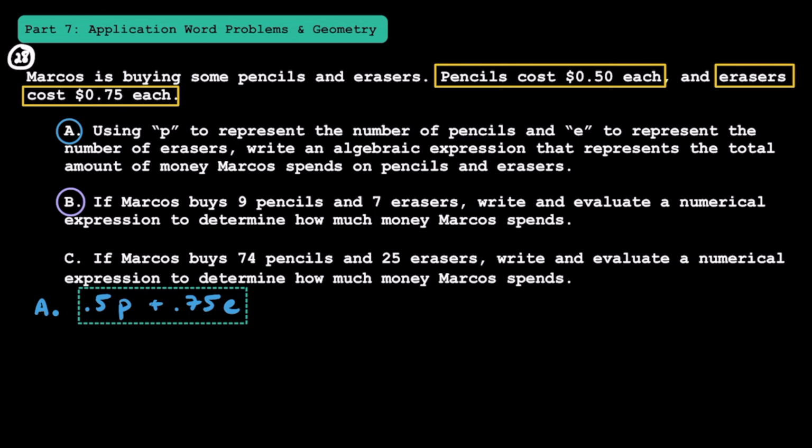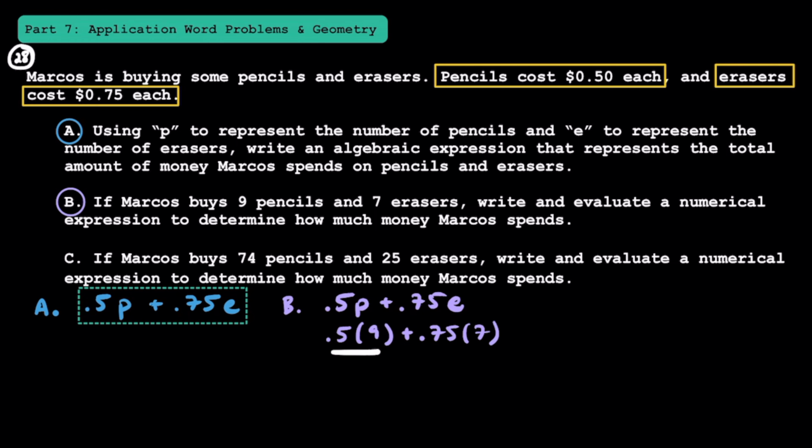In part B, we know Marcos buys 9 pencils and 7 erasers. Let's write and evaluate a numerical expression to determine how much money he's going to spend on this stuff. So for part B here, we know our algebraic expression is going to be 0.5 or 50 cents for every pencil, plus 0.75e or 75 cents for every eraser. If he buys 9 pencils, that means that p is going to be 9, so we have 0.5 times 9. And if he buys 7 erasers, that means e is 7, so we're going to have 0.75 times 7.